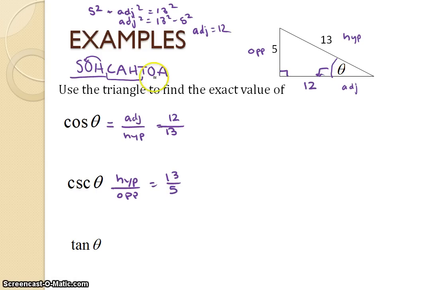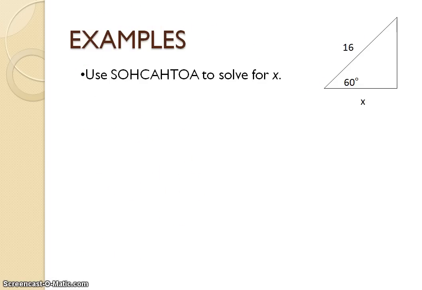And finally tangent. Tangent is TOA, so it's opposite over adjacent. And the opposite is 5, and the adjacent is 12. And all I ask is that you keep these in reduced fraction form. I do want improper fractions, and these are all reduced, so we are good.